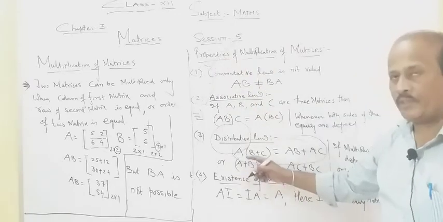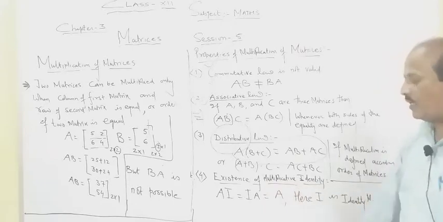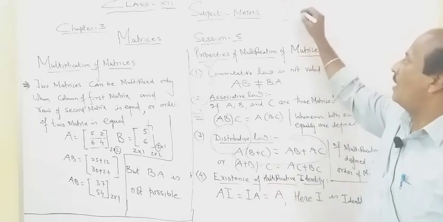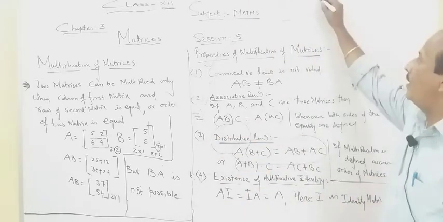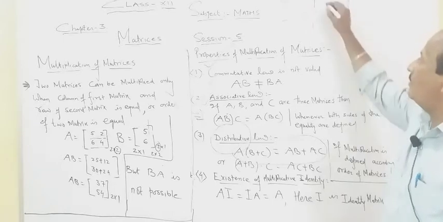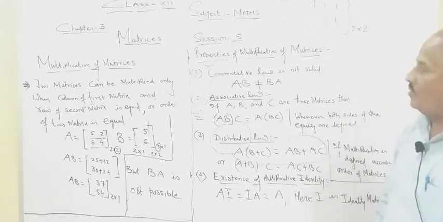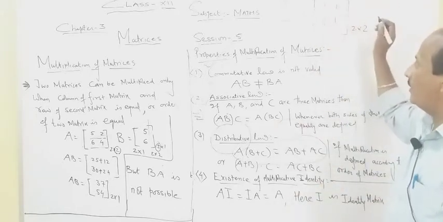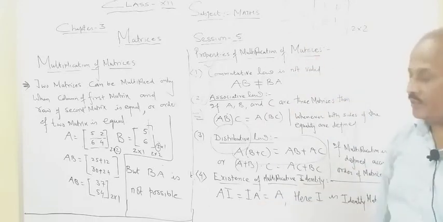Now the fourth property, according to my list, is the existence of multiplicative identity. Already I told you what the identity matrix is. The identity matrix is denoted by capital I and its members are 1 0 0 1 if the order is 2 cross 2, or 1 0 0, 0 1 0, 0 0 1 if the order is 3 cross 3. So such a matrix is called an identity matrix.